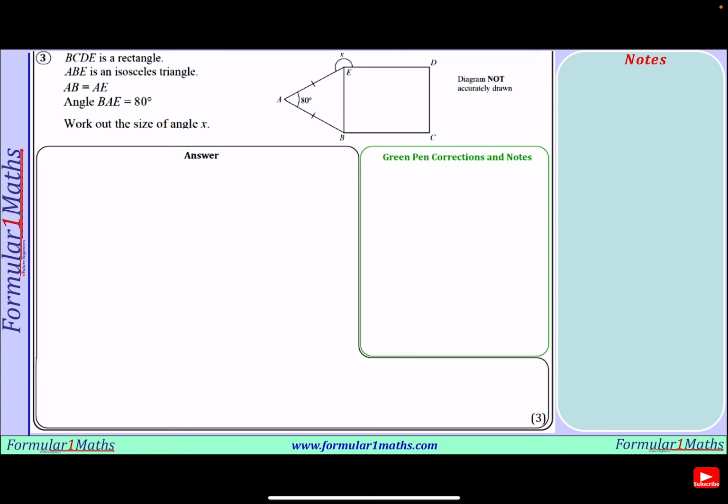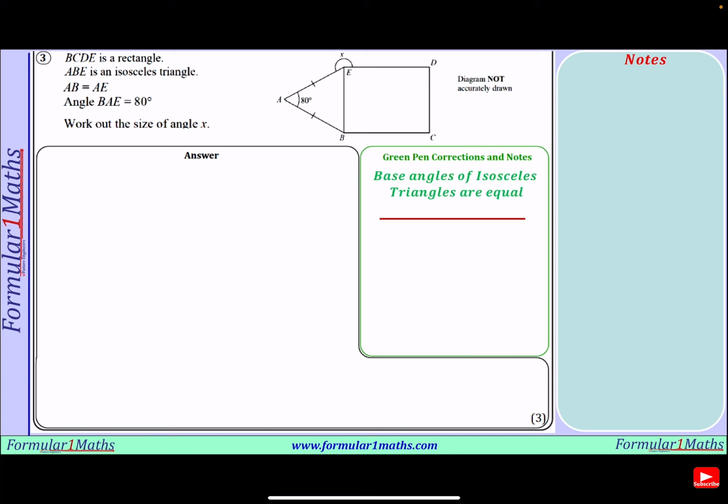BCDE is a rectangle. ABE is an isosceles triangle, so this is an isosceles triangle, which means the base angles here are equal. So AB equals AE. Angle BAE, which is this one, is 80. Work out the size of angle X over there. So, first rule. Base angles of isosceles triangles are equal.